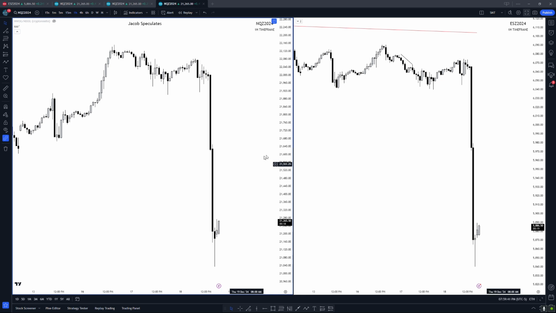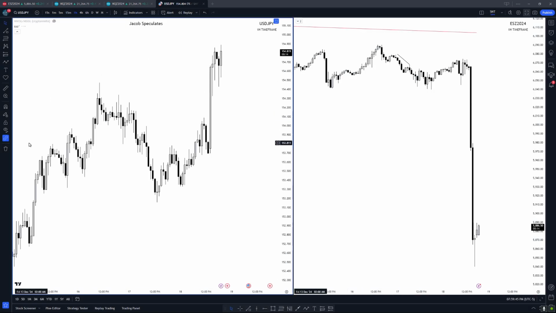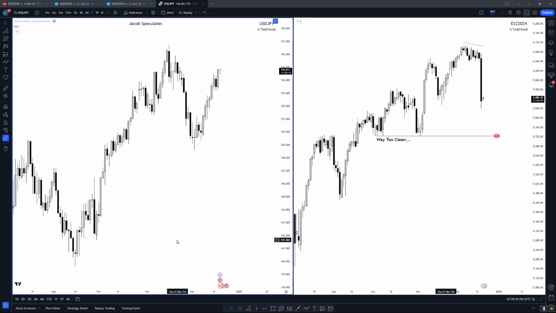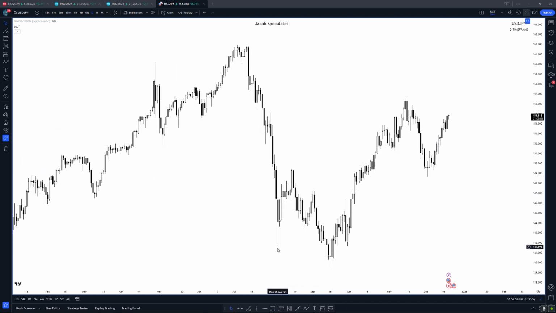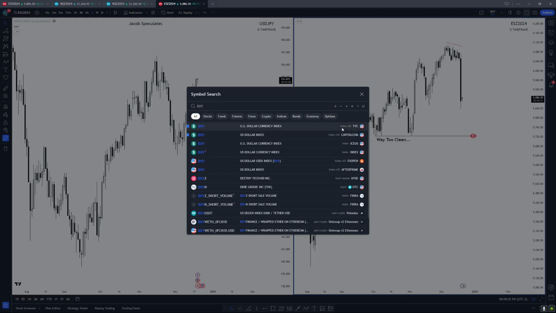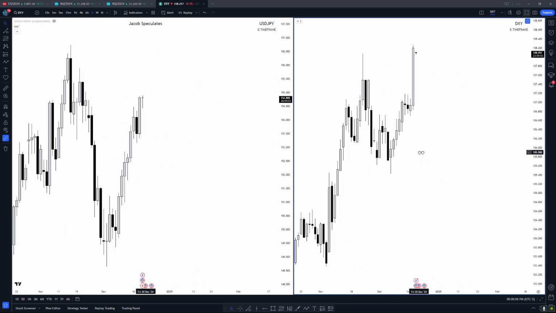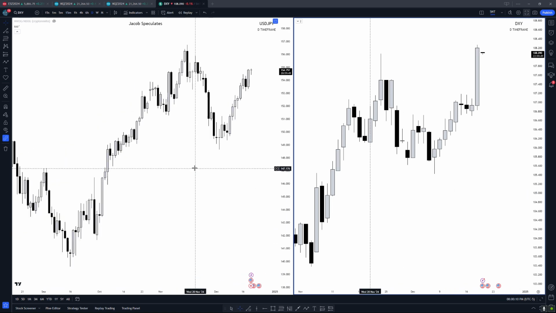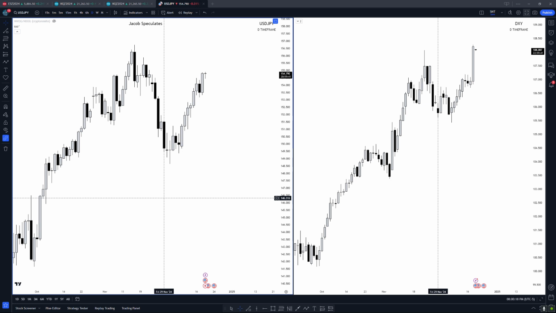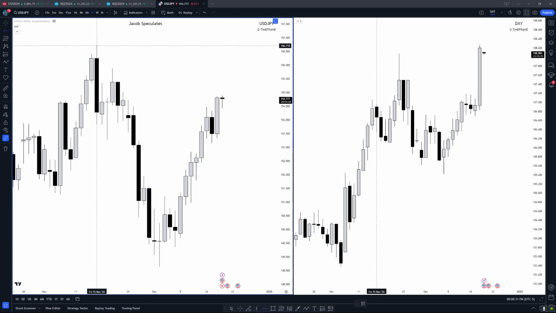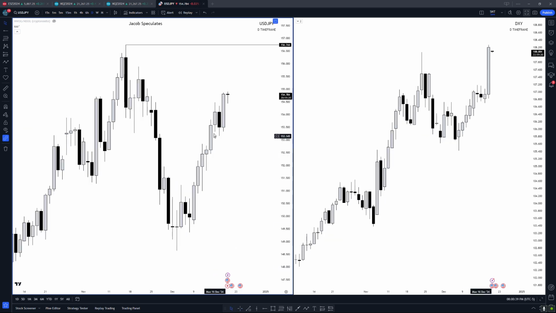Can you have a look at USD JPY? I have not looked at this pair and I couldn't tell you how long. Let's see. Macro perspective. We're still bullish on the dollar, I would say. As a draw on liquidity, I would look for this high.